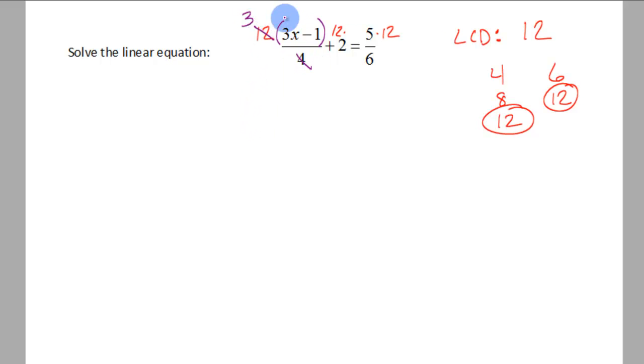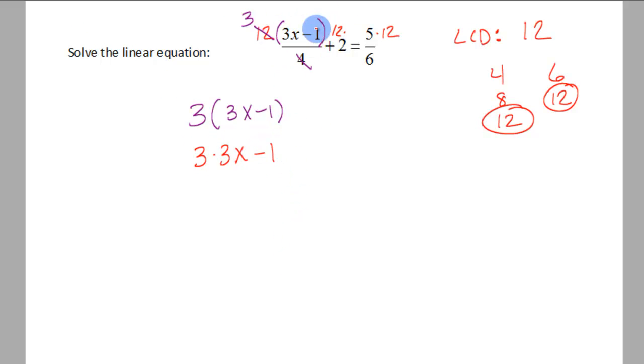Now, this is why I had you put this parentheses in, right? Because look, now it should be 3 times everything in the numerator. So write that down over here, 3 times the numerator. The mistake a lot of people will make is this, 3 times 3x minus 1. Now look at the difference.